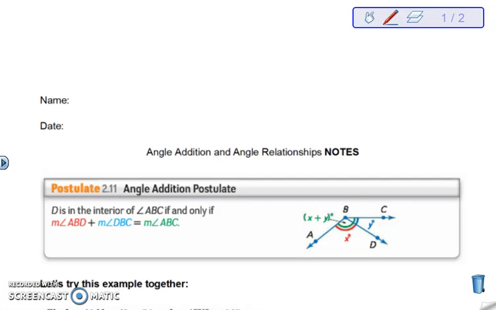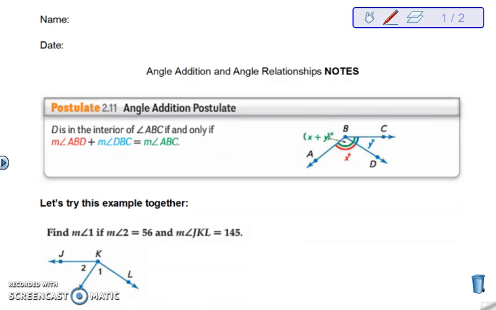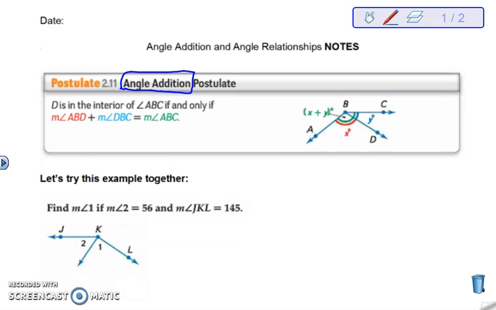Hello. So today we are talking about angle addition and angle relationships. Sort of continuing off what we were talking about last time. We want to make sure that we understand how to set up these angle addition problems because those are going to be used throughout the year. Right? This is a really important concept.